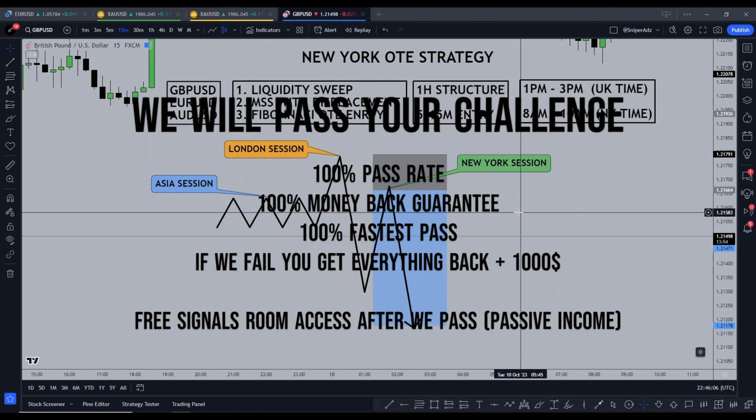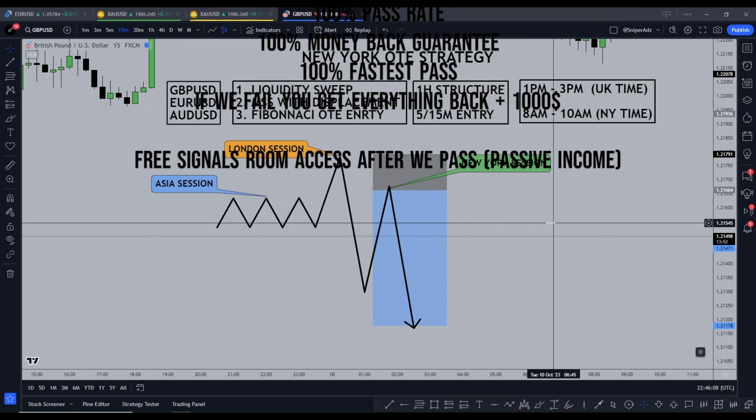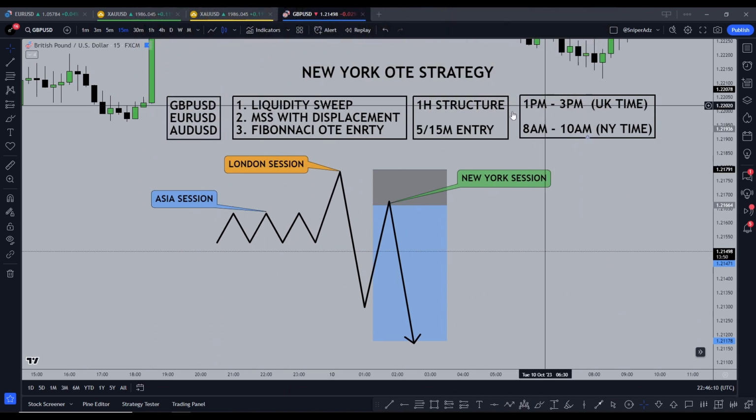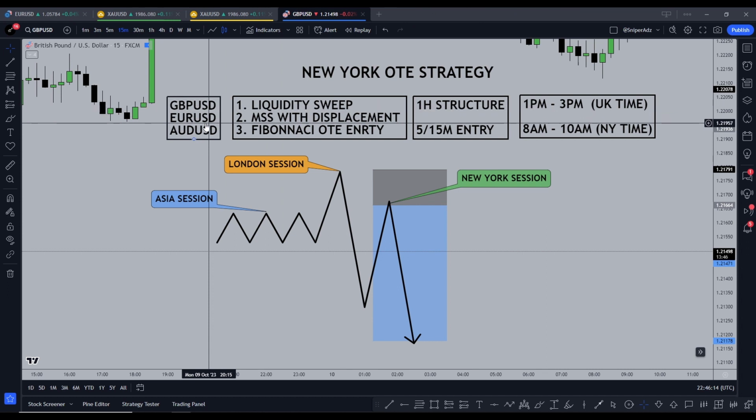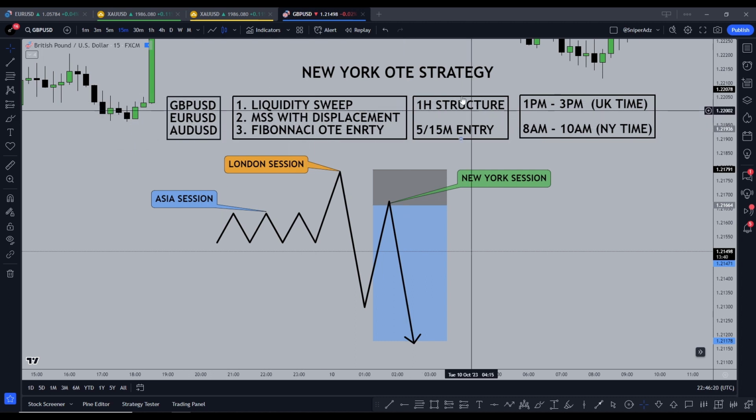So you can see right here, I have a beautiful model already marked up, and I'm going to go through these rules right here. The best pairs this system works on are GBP/USD, EUR/USD, and AUD/USD. Before we go into the intricate details of the system, let me walk you through the timeframes. We're going to be looking at the 1 hour for the structure, then the 5 and 15 minute for the entry. There's no specific set time for this.